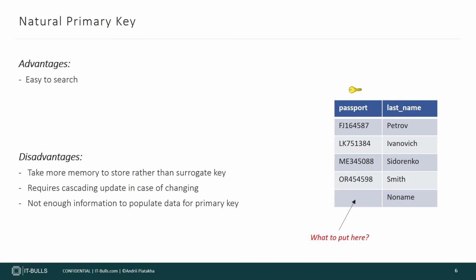Definitely, this operation will take some time, depending on the number of changes that we have to make. But why should we do these cascading changes if we could avoid doing them at all? And one more problem that you might face while using a natural key: there might be cases when you just don't have all the necessary information all the time.